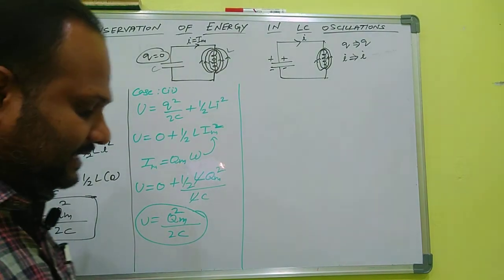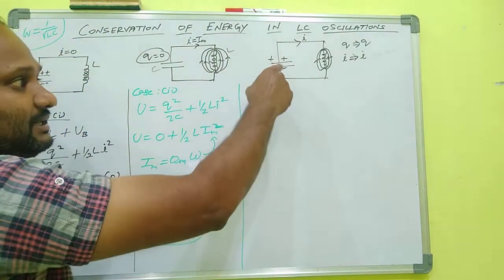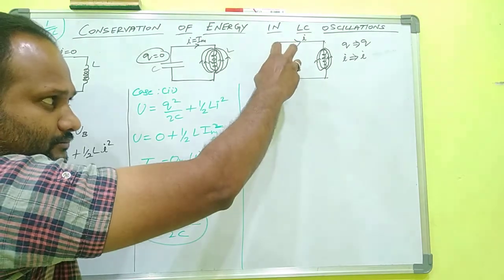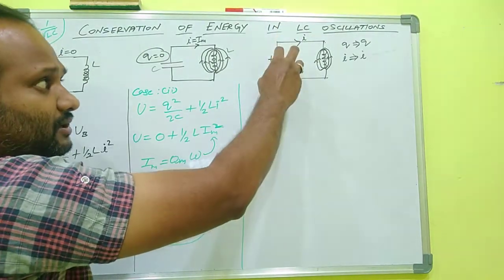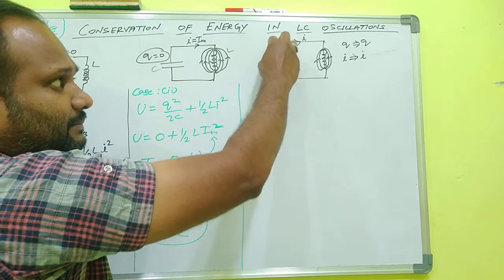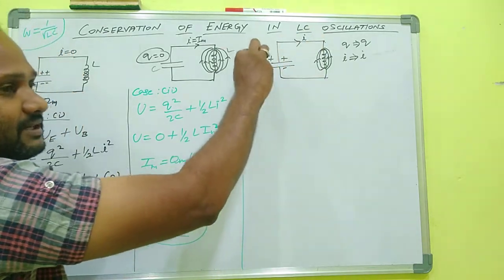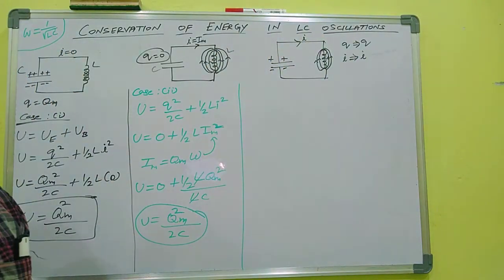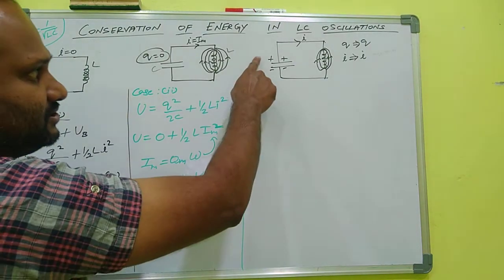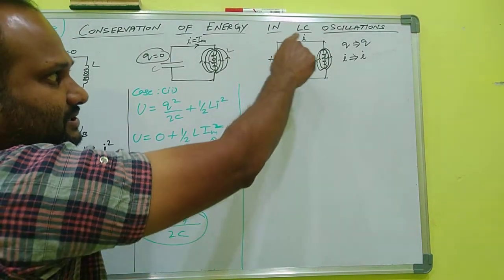In the third case, here is the diagram for the third case, the capacitor begins to discharge. So part of the charge of the capacitor discharges, and the remaining part of the charge is stored in the capacitor. So the capacitor is charged as well as discharged.